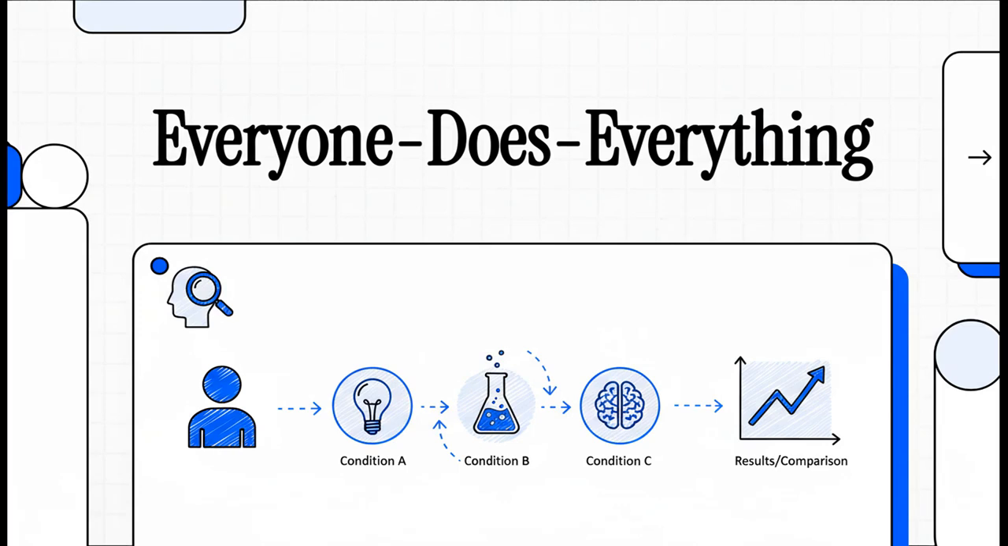So, how do scientists get really clean results from an experiment without needing a massive group of people? Well, they've got this super clever method, a setup where every single person in the study gets to try everything. And that's exactly what we're diving into today, the powerful technique known as the within subjects design.